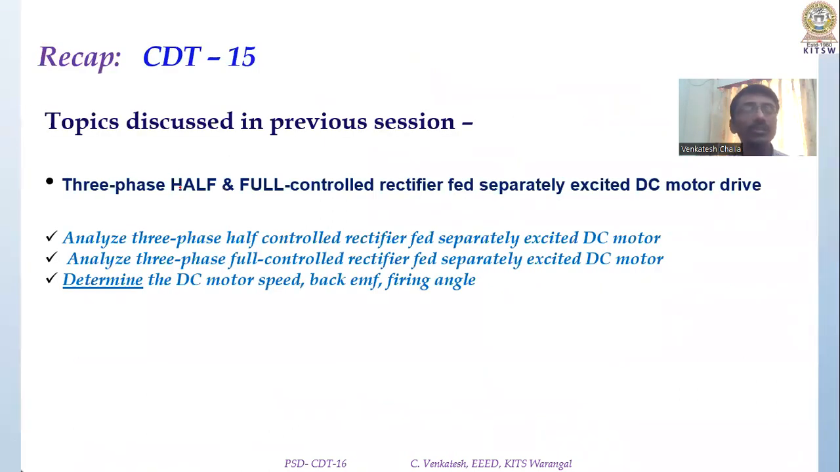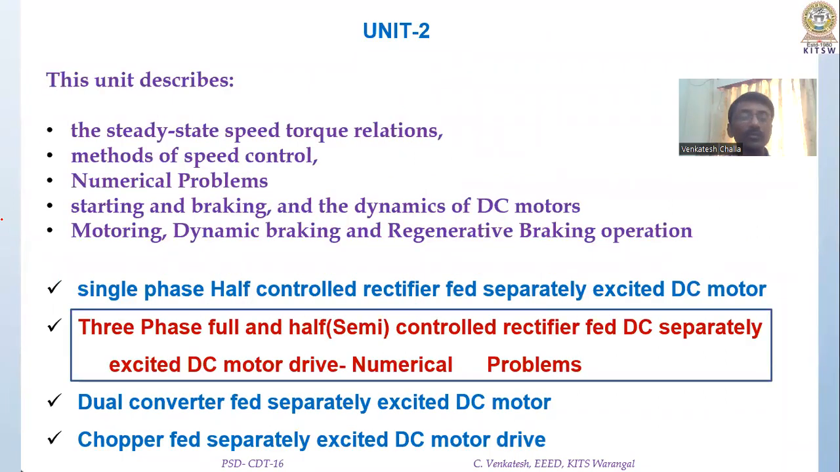In the previous class, we have seen the operation and working principle of half and full controlled rectifiers for the separately excited DC motor. There we performed analysis of both half controlled and full controlled converters, and we have seen that these two converters can be used for one quadrant operation of a DC drive. We'll also see the determination of motor speed, back EMF, and firing angles. So we'll concentrate today on these numerical problems related to this drive.